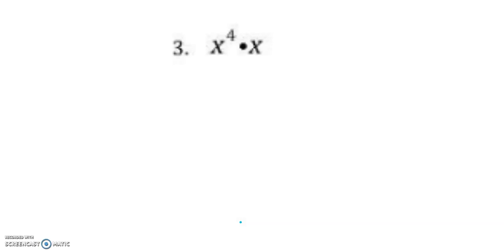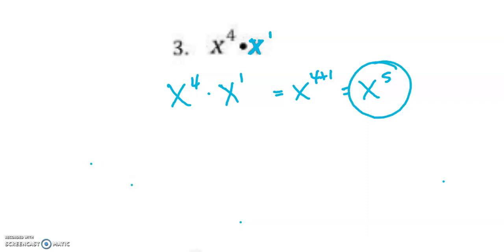One final example, and this is the tricky one because this is where our invisible math comes in. We have to keep in mind if you see an x with nothing next to it, it has an invisible power of 1. So we have x to the 4th times x to the 1st, which is the same thing as x to the 4 plus 1, which is the same thing as x to the 5th. And remember, we could write these all out too. We have x to the 4th, 1, 2, 3, 4, times x. How many x's do we have? We have 1, 2, 3, 4, 5. So x to the 5th.